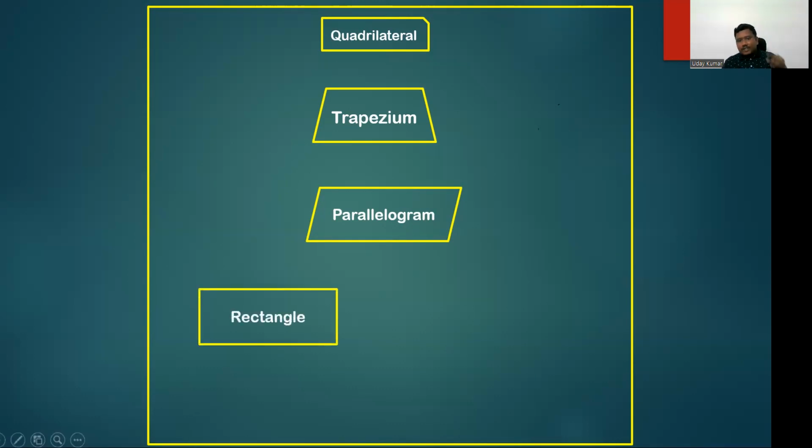Next, rectangle. To give the definition of a rectangle, I can take the support of quadrilateral, trapezium, or parallelogram. Yes, your guess is correct. I'm taking the help of parallelogram to give the definition of a rectangle. A parallelogram in which all angles are equal, I mean all interior angles are equal, is a rectangle. Very simple definition. A parallelogram in which all interior angles are equal is a rectangle.